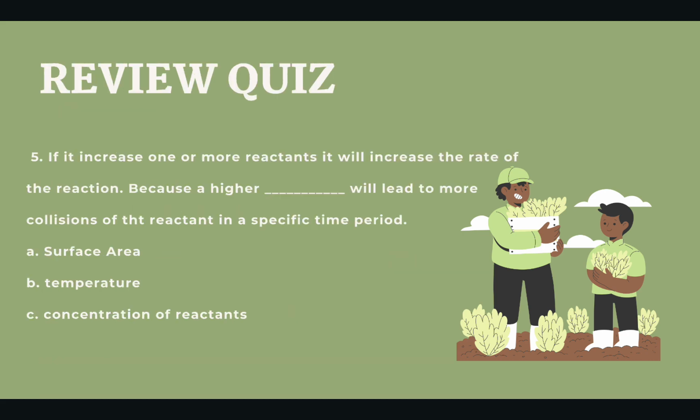Number 5. If it increases one or more reactants, it will increase the rate of reaction, because a higher blank will lead to more collisions of that reactant in a specific time period. A. Surface area. B. Temperature. C. Concentration of reactants.